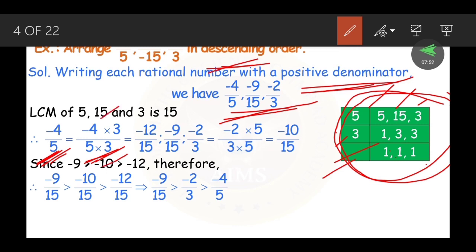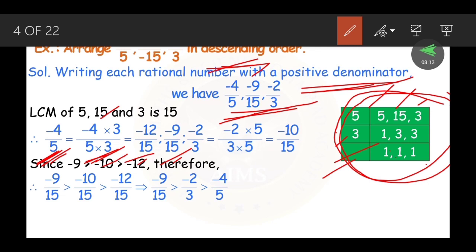This is the first fraction, first rational number. So what we will get? Minus 12 by 15. The given second fraction is minus 9 by 15. So already in the denominator part 15 is there. So no need to worry. We can keep it like that only.